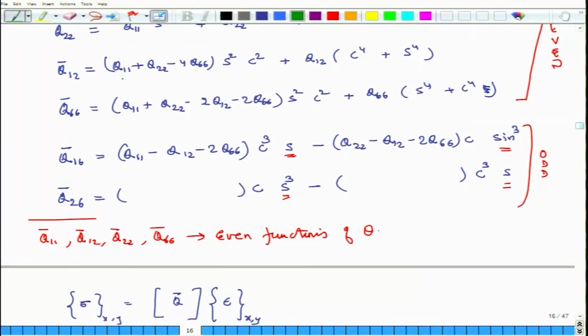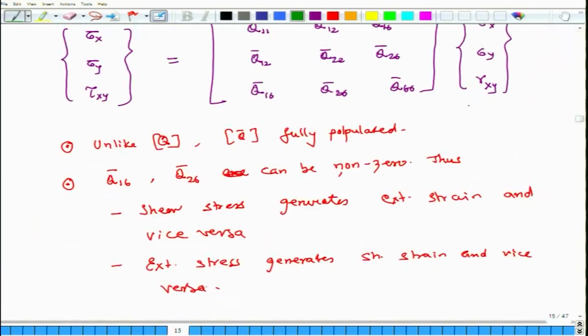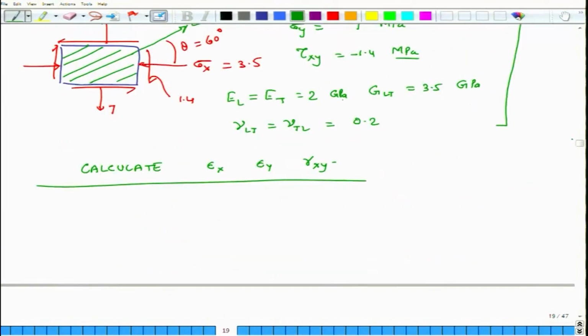So, first we calculate Q11, Q22, Q66, from those we calculate Q11 bar, Q22 bar and Q66 bar, all these bars, and once we have all this, then we use this relation and take the inverse of this relation, and we can calculate sigma x, sigma y and tau xy. But we will use a slightly different method today. So, what we will do is, first we will calculate stresses with respect to the L and T coordinate system.